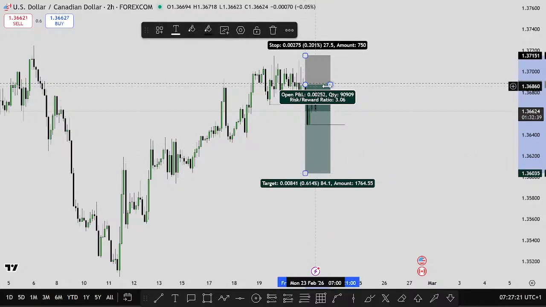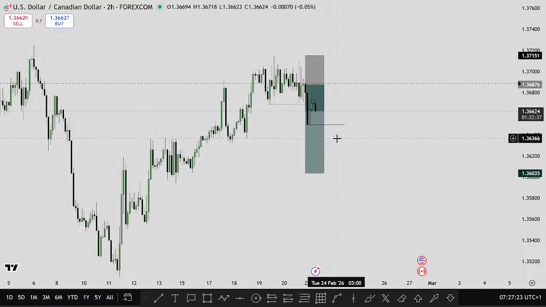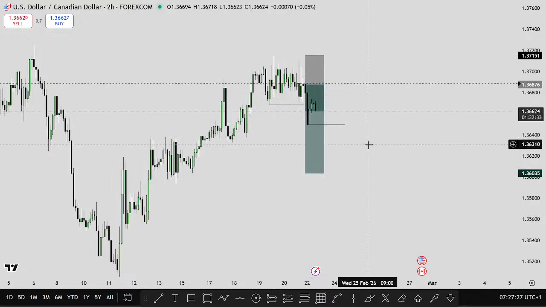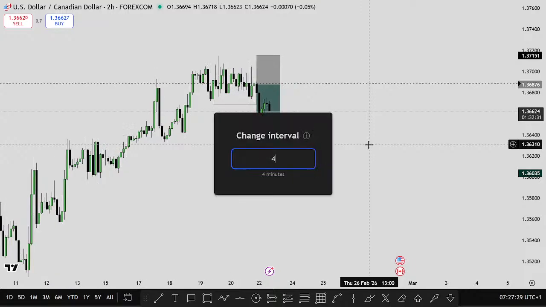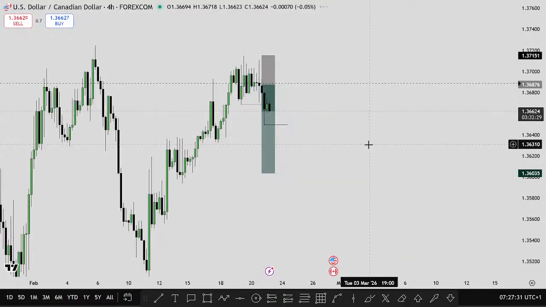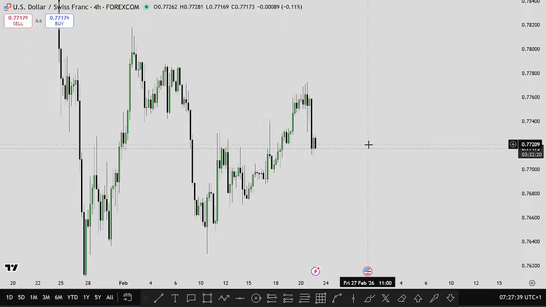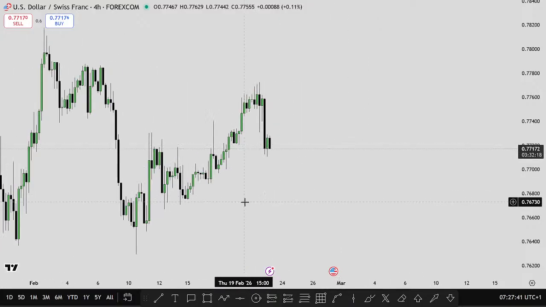So for the second position, we'll be waiting for price to take out this low, and then before we can go in again, before I will go in again. So that's on USD CAD. Then for USD CHF, basically everything is dumping.